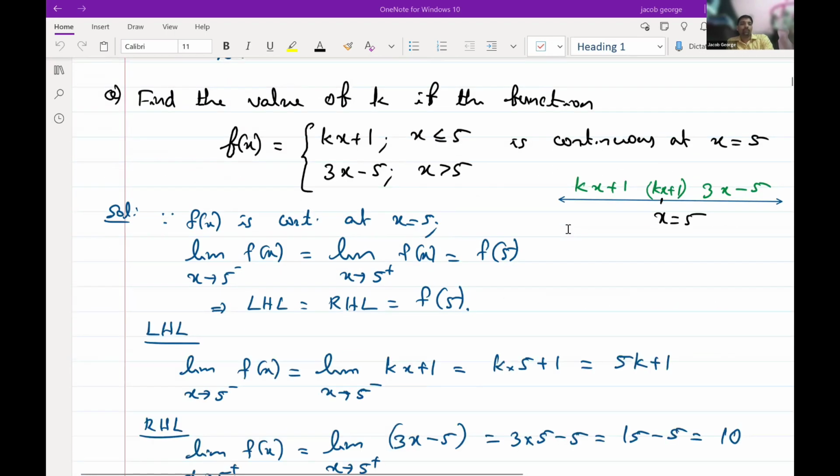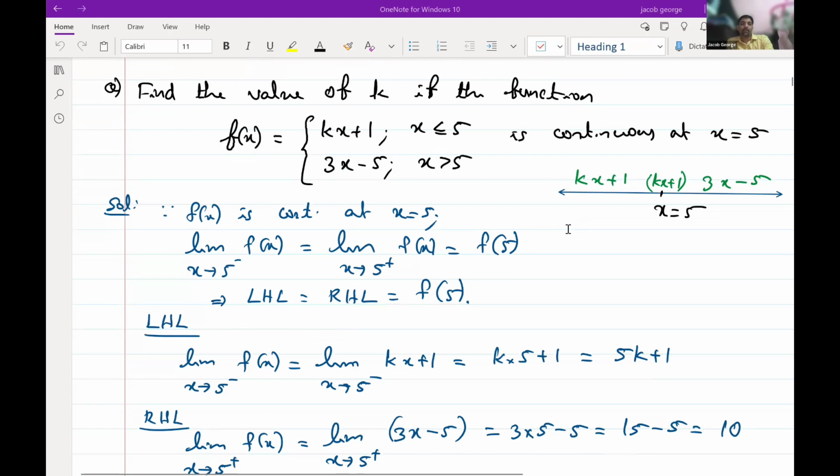And this is also a question, but on the left and right, the functions are different. When it is different, we use that second definition. Left hand limit must be equal to right hand limit equal to f of a. F of a is 5. So this type of split functions, we use the second definition.